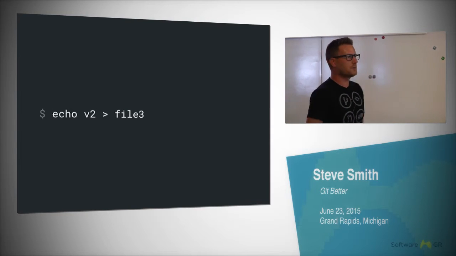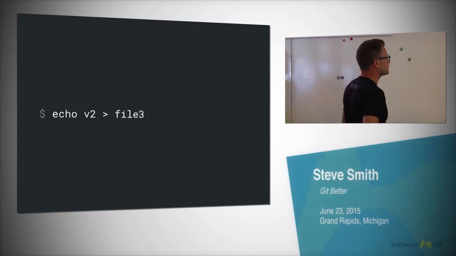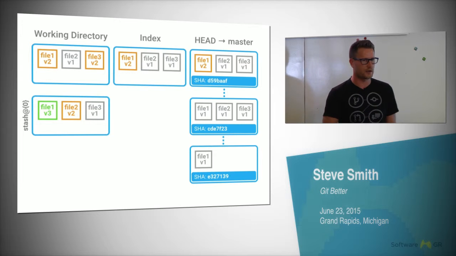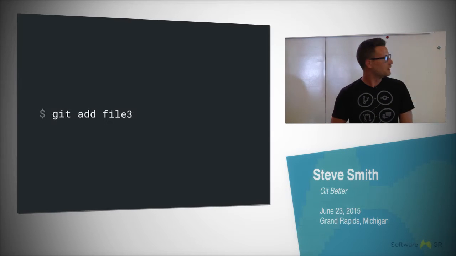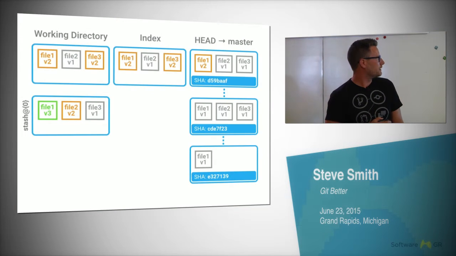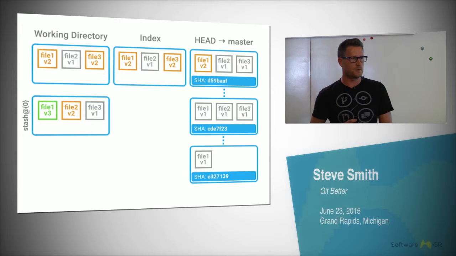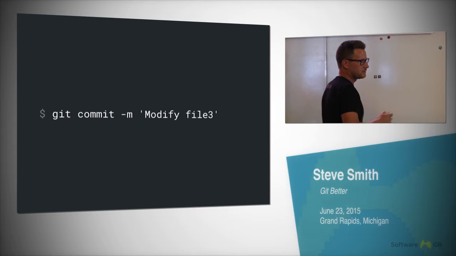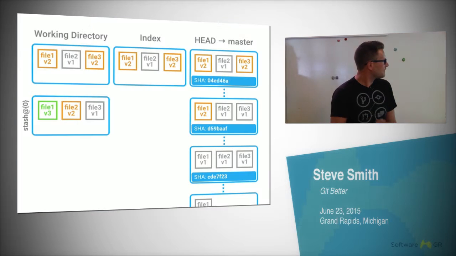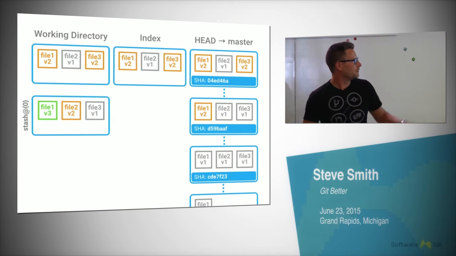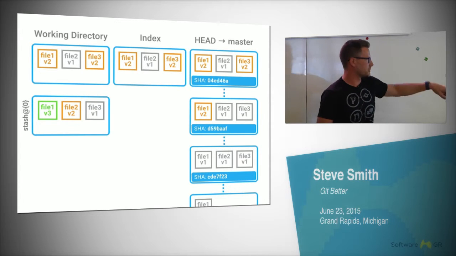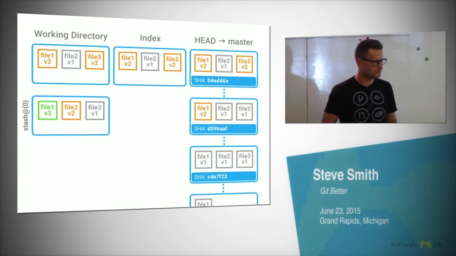So then I make my emergency fix. I change my version of file 3. So file 3 is new in my working directory, you can see. I add that to my index. So now file 3 is modified in my index. I make my commit to do my emergency bug fix. That creates a new SHA with that version of the tree. And I still have my working directory, the old version, sitting here in my stash.